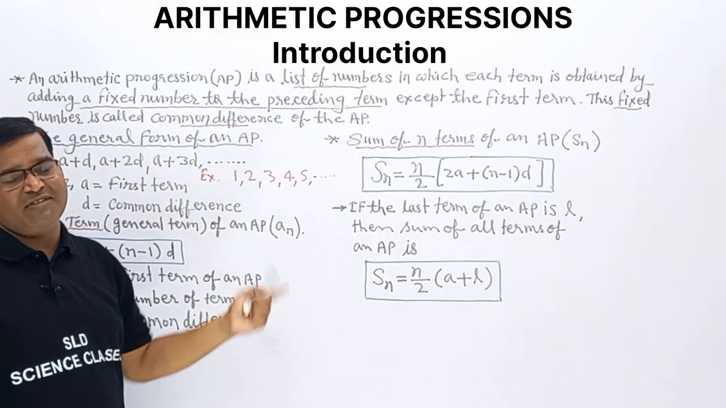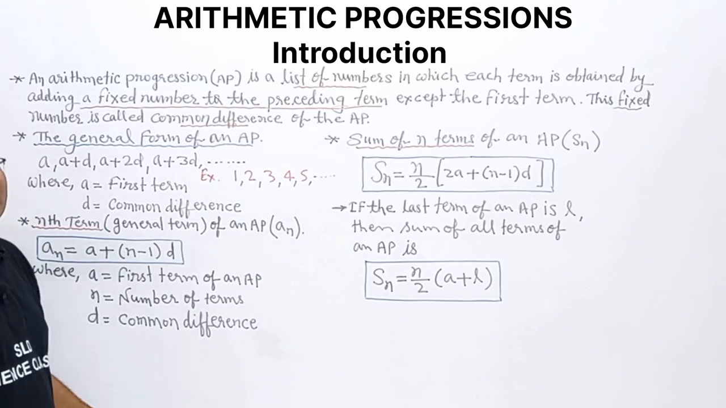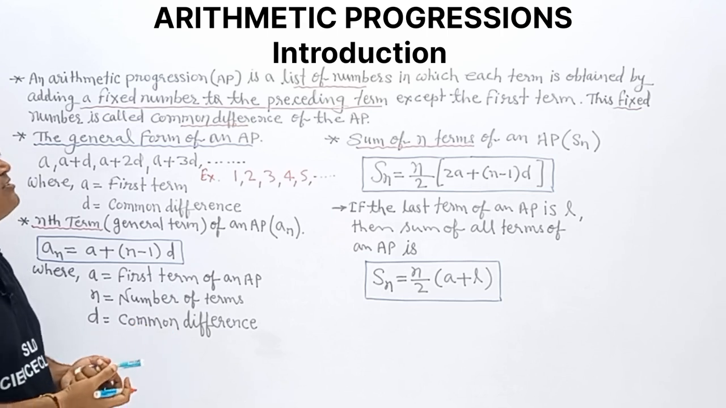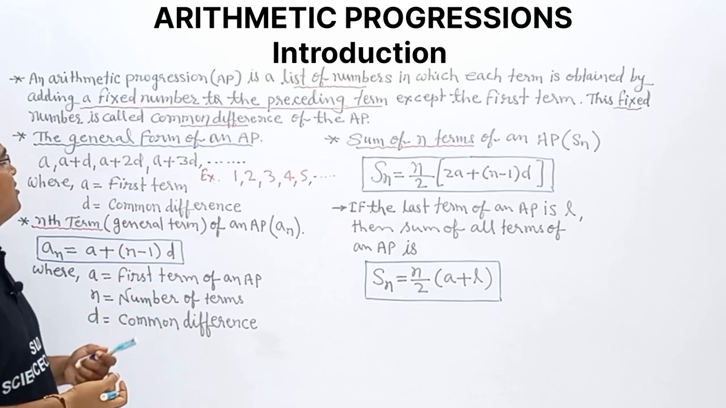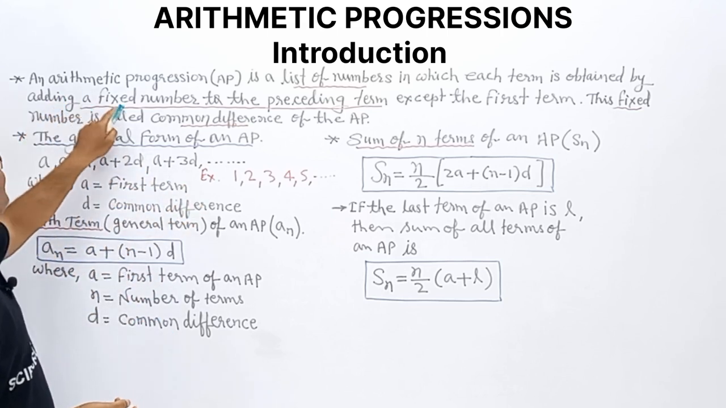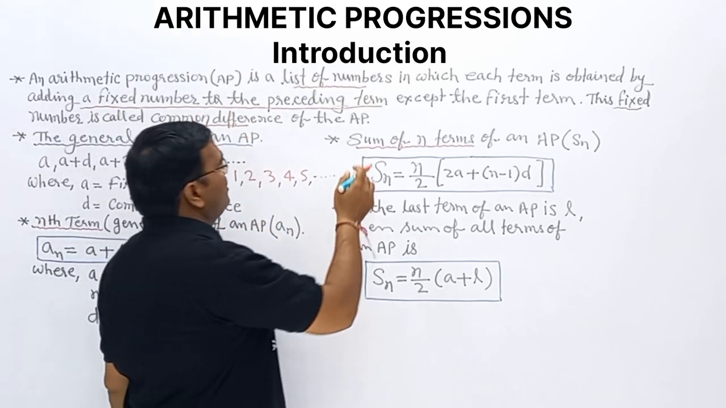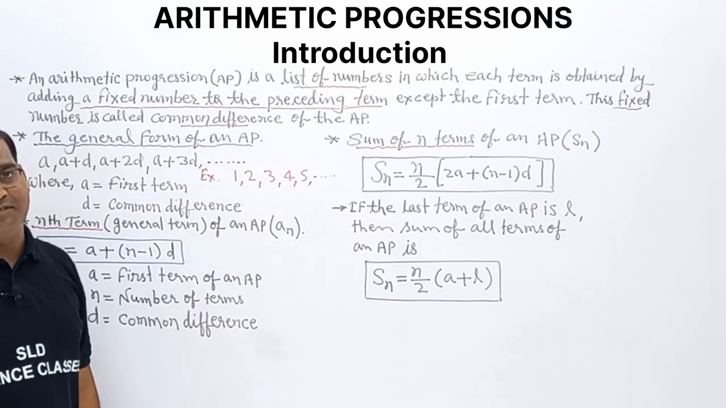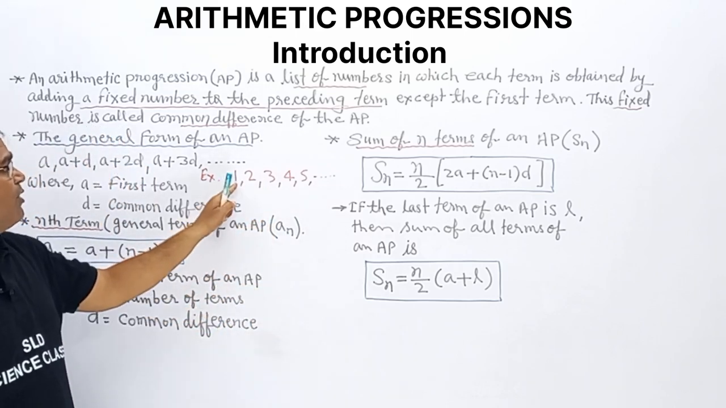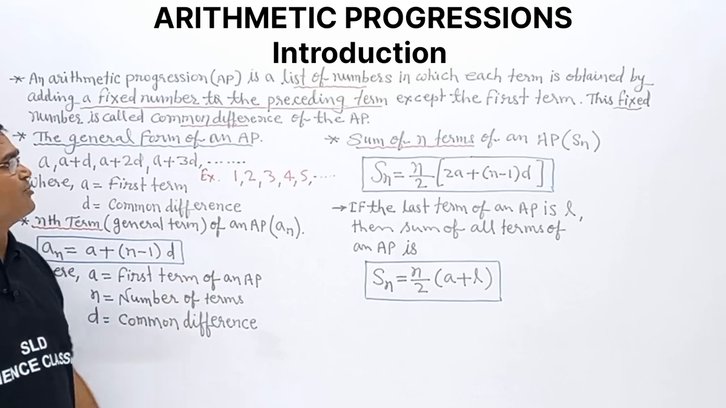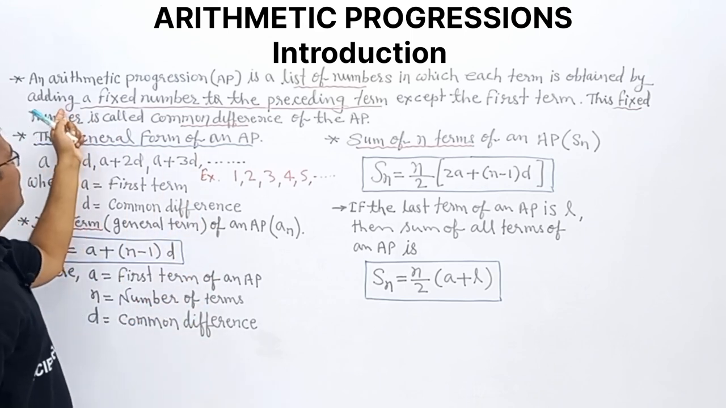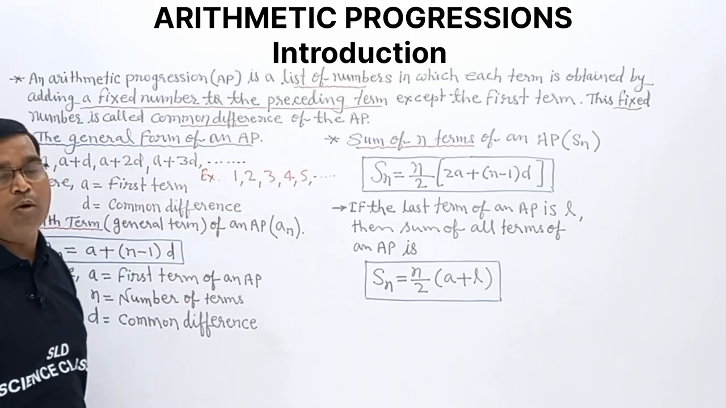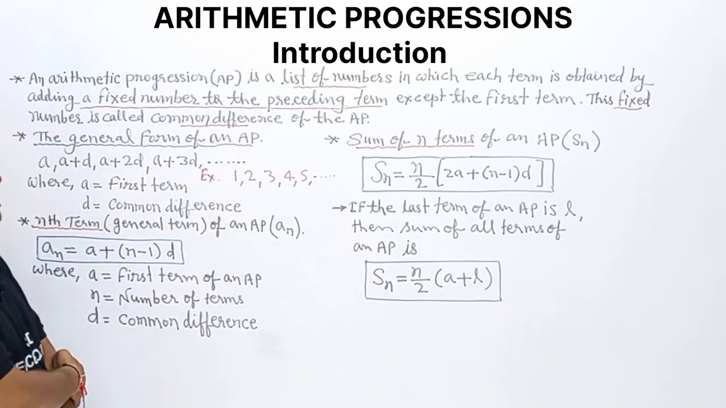1, 2, 3, 4, 5. It is a sequence, but what is the relation in how we arrange the numbers in this sequence? We are adding a fixed number to the preceding term. These numbers are called the terms of the AP: 1, 2, 3, 4, 5. The fixed number we are adding is called the common difference of the AP.